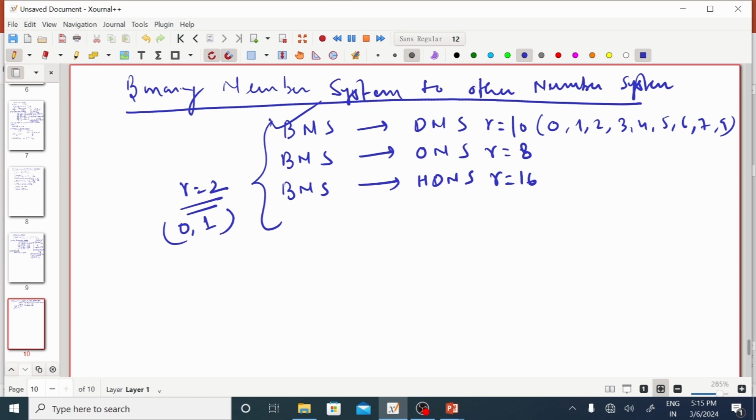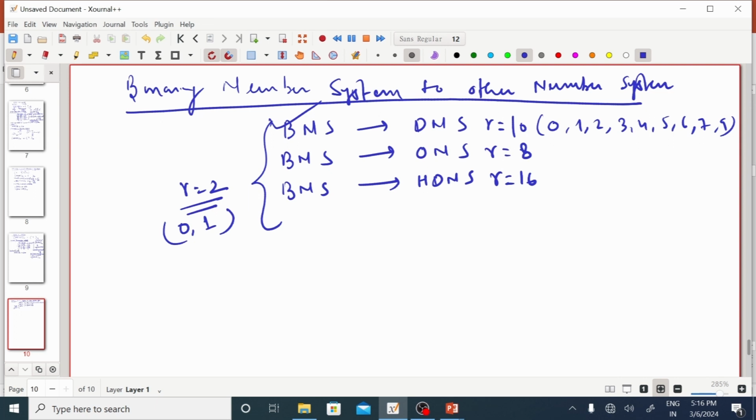There is one method to convert the binary number system to octal or hexadecimal. First we convert the binary number into a decimal number, and then, since we know the process of converting a decimal number into any other base by the division remainder method, we follow that. Another process is the direct process to convert a binary number into an octal number and hexadecimal number.